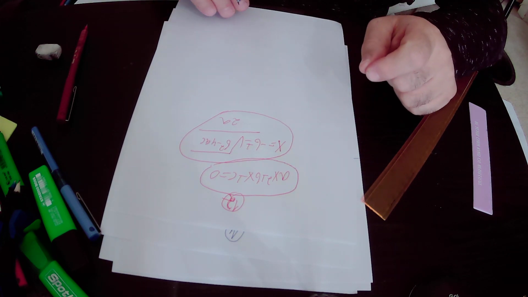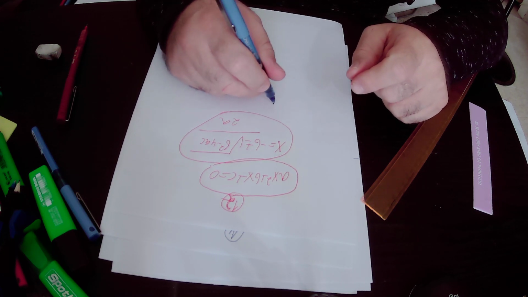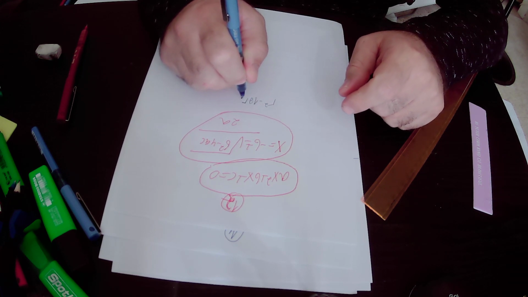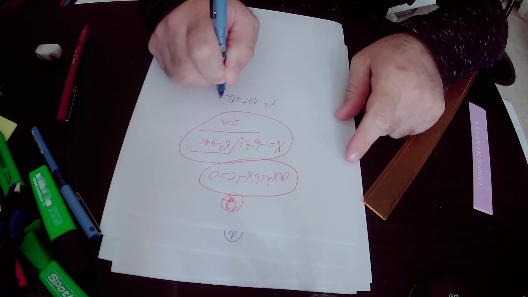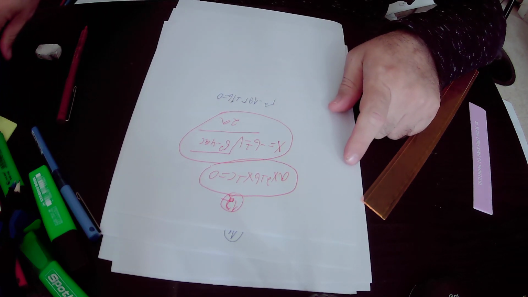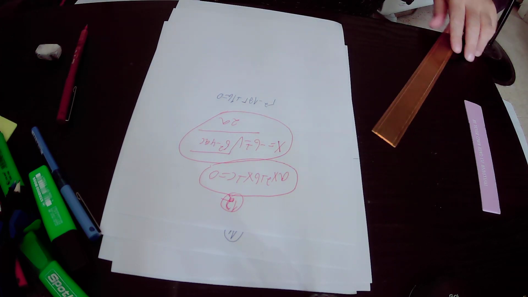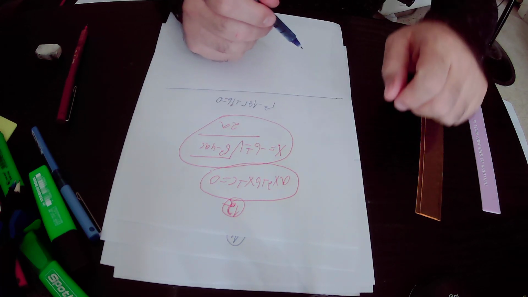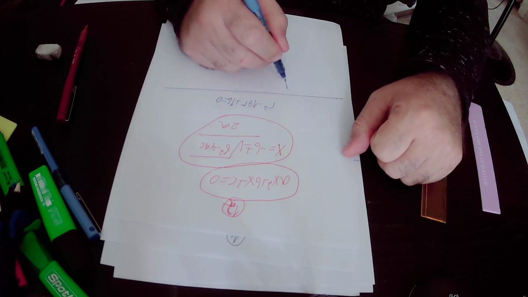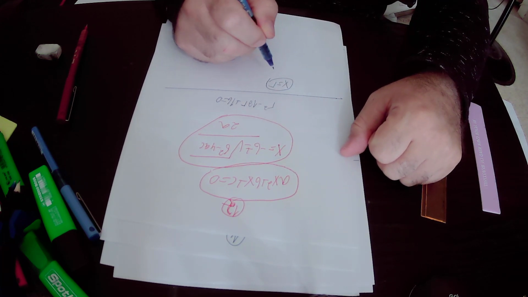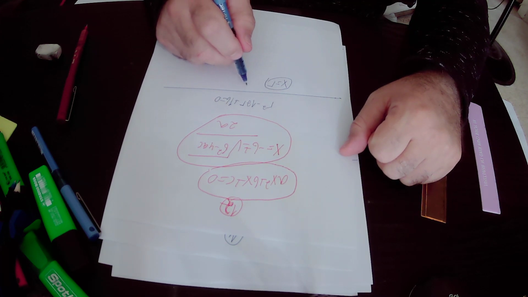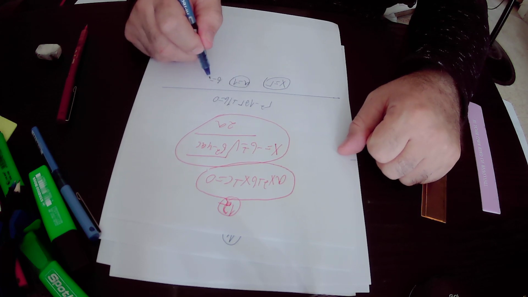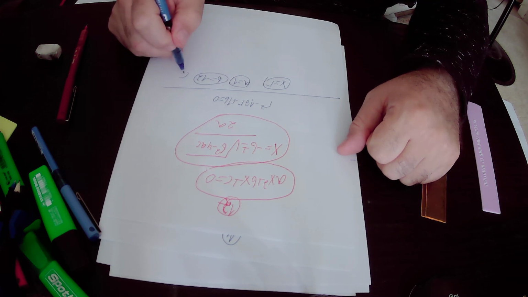And our specific quadratic equation is r squared minus 12r plus 16 equals to 0. In our specific quadratic equation, the variable is r, so x equals to r. a equals to 1, b equals to minus 12, and c equals to 16.